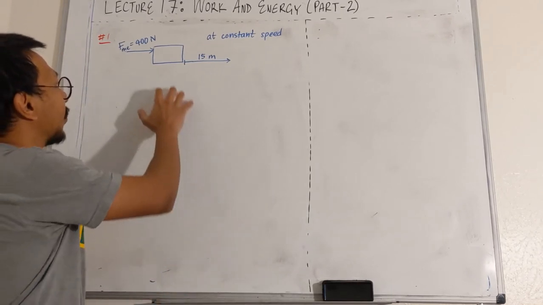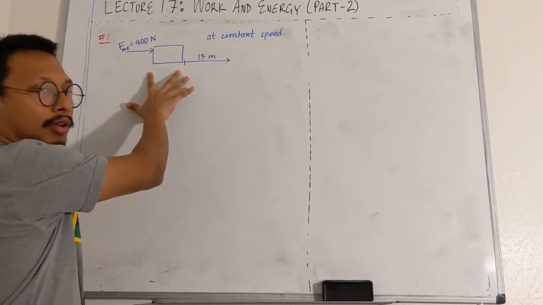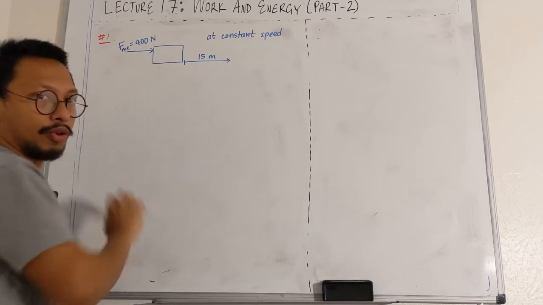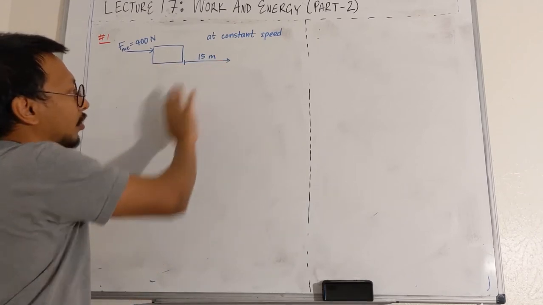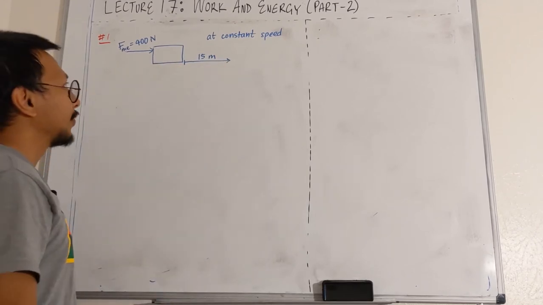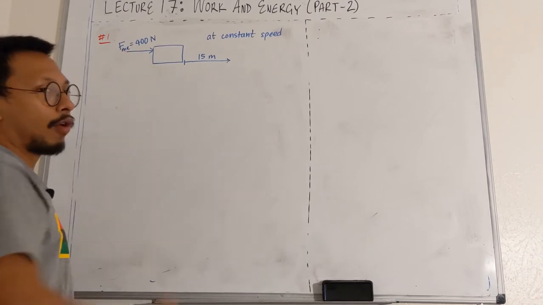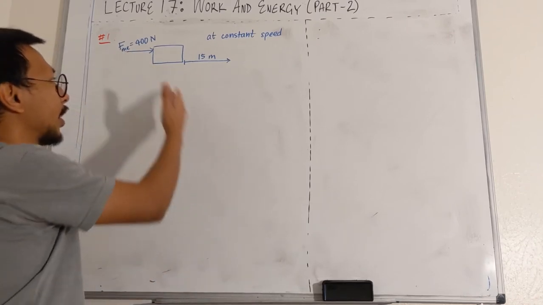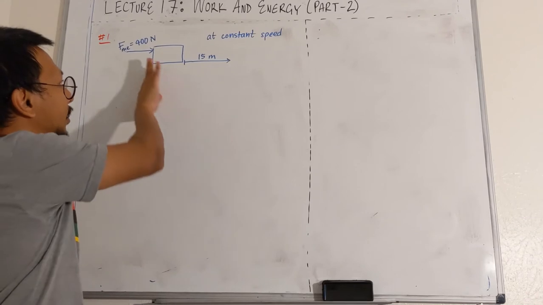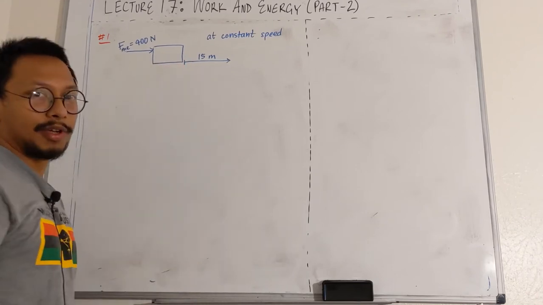So in this example we have a block that I'm trying to push in the horizontal direction, a distance of 15 meters, by applying a 400 Newton horizontal force as shown. Let's say I move the box at a constant speed.